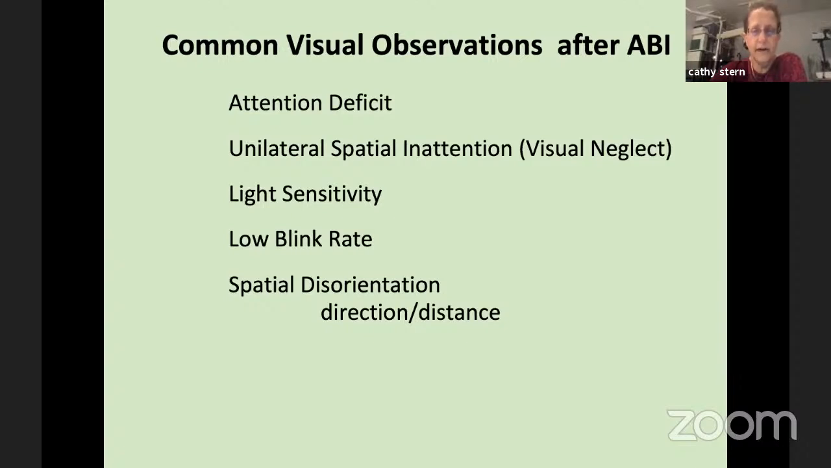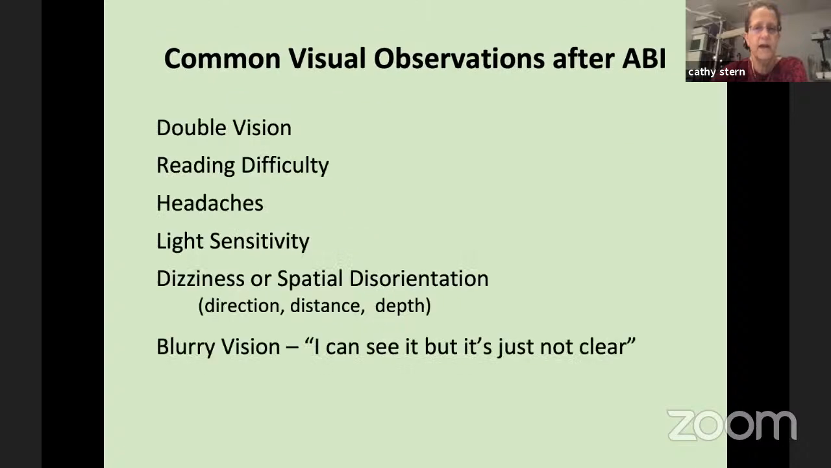Some have a low blink rate, so they may have dry eye. And they often will have some kind of spatial disorientation. They have difficulty with direction or distance or making their way easily through space. Some of the other things that we observe, or again, they may report, are double vision, again, the reading difficulty. Headaches are big and they're not all visual, but they are a big piece. Light sensitivity, this dizziness or spatial disorientation, which can include their depth judgment as well.